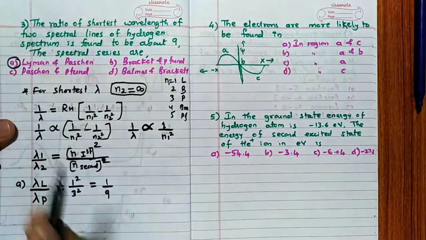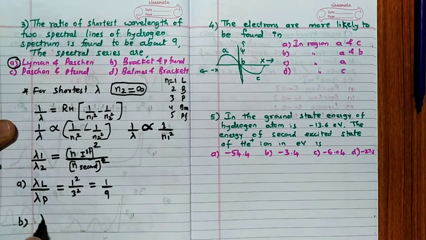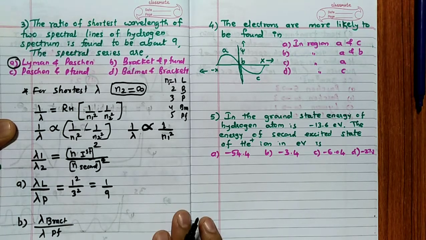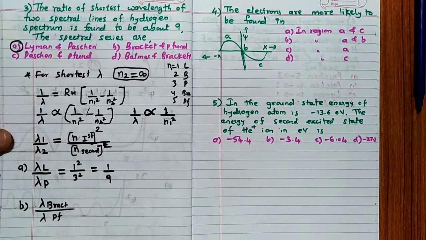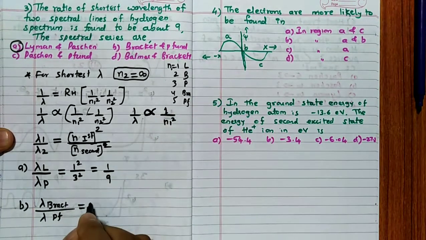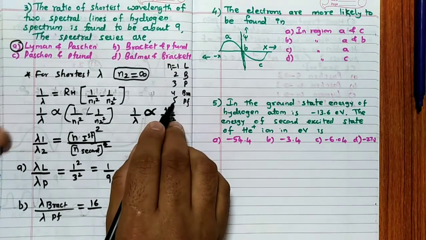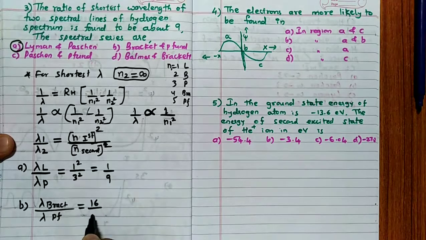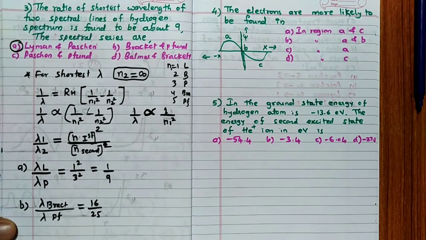Because in case of B, I will tell you what happens. In B you can see lambda of Brackett divided by lambda of Pfund. Brackett is, remember, 4 squared, I will write 16, divided by Pfund, which is 5, that means 25. Directly I have written. This is the option, 16 by 25. You will never get 9.